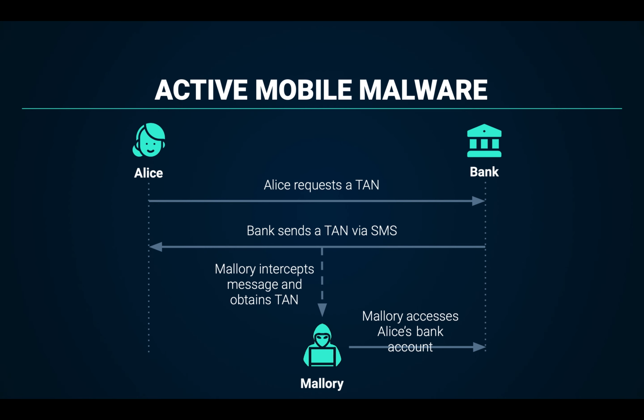The figure on the screen shows an everyday example of how active mobile malware can attack a transaction that is used frequently. To perform a transaction, the user requests a TAN from the bank. Subsequently, the bank generates a TAN and transfers it via SMS to the user. The message is then intercepted by the mobile malware that extracts the TAN, so the attacker is able to send it back to the bank to gain access to the user's bank account and complete an illegal banking transaction.